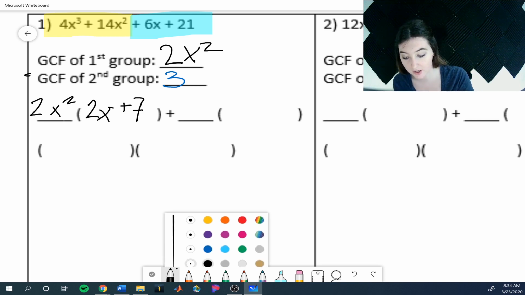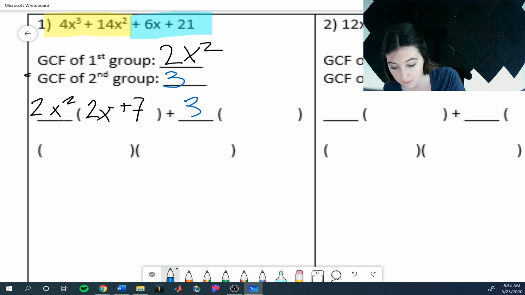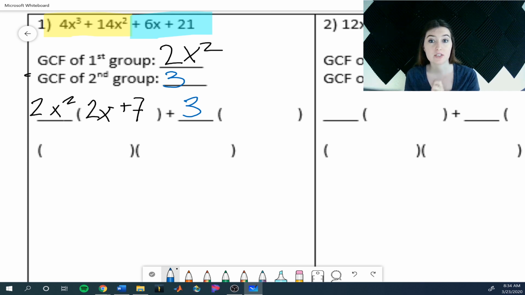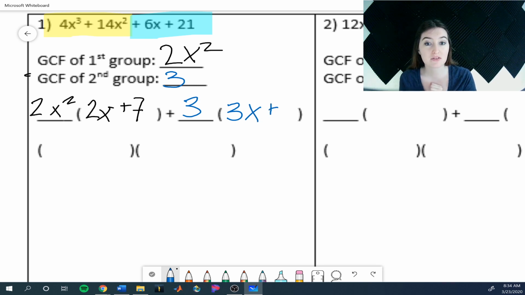Now let's look at our other group over to the side here. My other group, my GCF was 3. So now I've got to divide each term by 3. So I have 6 divided by 3. And what happens to that x? It just stays. You're right. I keep my plus sign in the middle. 21 divided by 3 is 7.